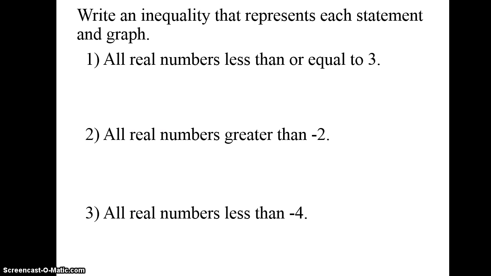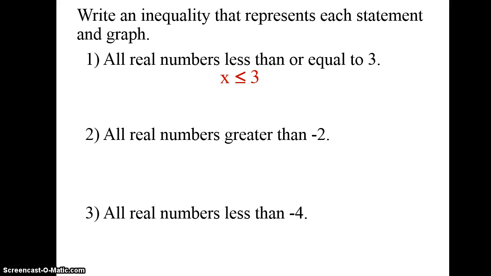So let's do a couple examples. You can try this, so you can pause the video here. I'm going to kind of keep going though. So let's start with the first question. All real numbers that are less than or equal to 3. All real numbers just means numbers that are, well, real numbers are basically any number, including decimals.